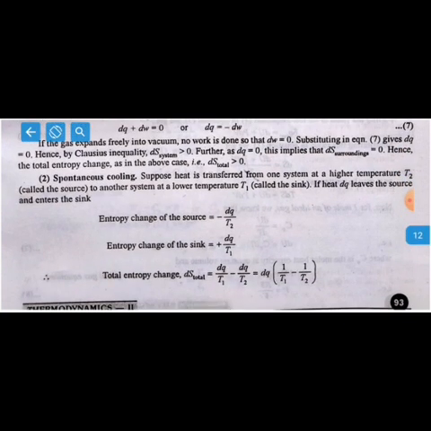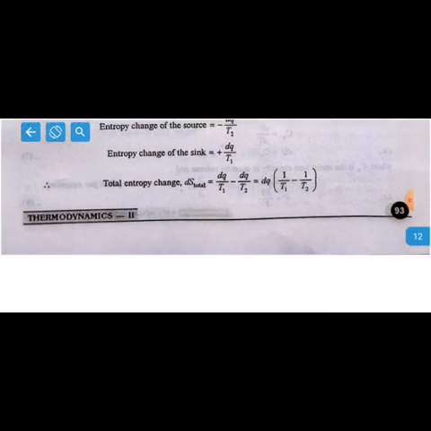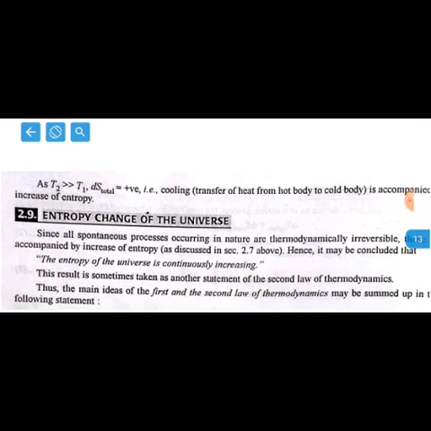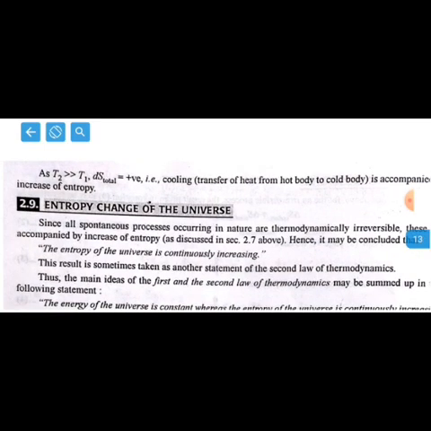Second is the spontaneous cooling. Suppose heat is transferred from one system at a higher temperature T2, called the source, to another system at a lower temperature T1, called the sink. If heat dq leaves the source and enters the sink, entropy change of the source is minus dq by T2, entropy change of the sink is plus dq by T1. Total entropy change dS total is equal to dq by T1 minus dq by T2, that is equal to dq times (1 by T1 minus 1 by T2). As T2 is greater than T1, dS total is positive, that is, cooling, transfer of heat from hot body to cold body, is accompanied by increase of entropy.